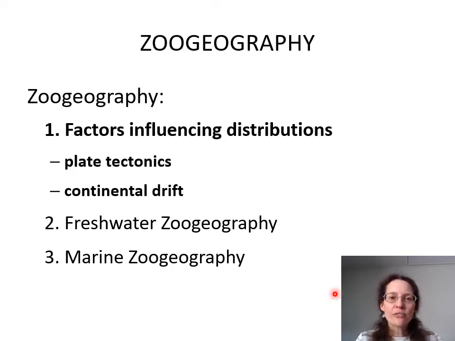Basically, our zoogeography topic will cover three major parts. Today we'll look at the factors influencing distributions, and that's mainly going to be looking at plate tectonics and continental drift. And then we're going to come back and look specifically at freshwater zoogeography and marine zoogeography and look at how the fish are distributed and try to kind of get at an idea of maybe why they're located where we find them.